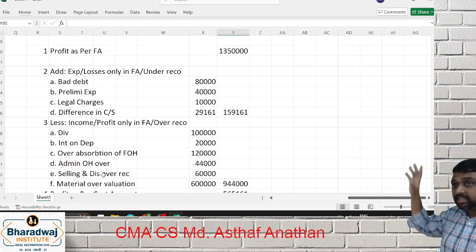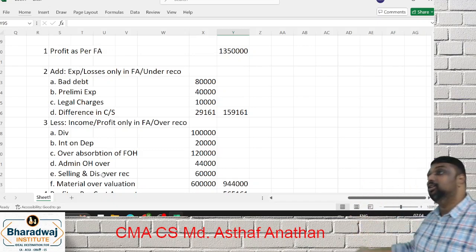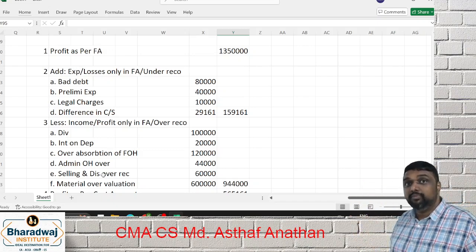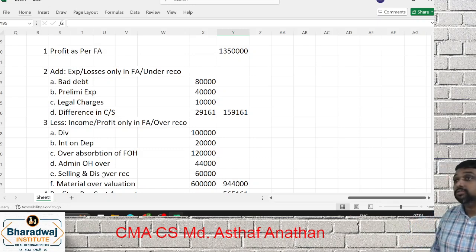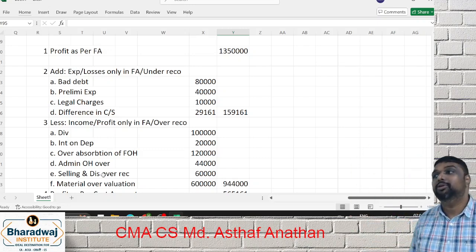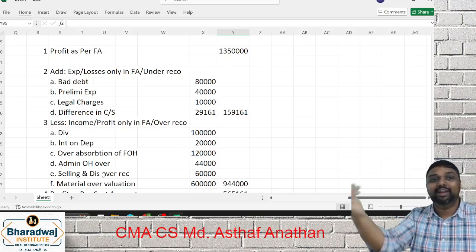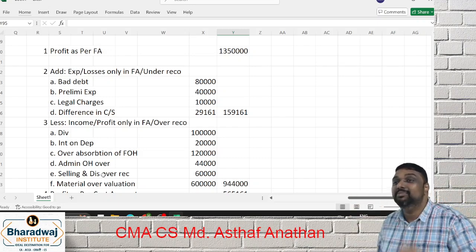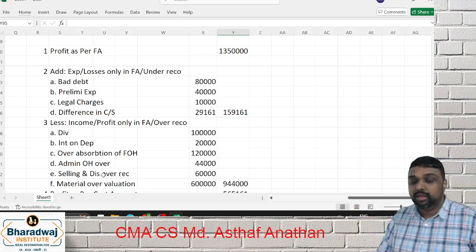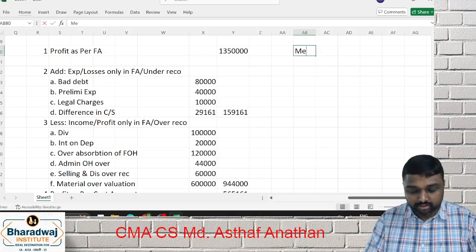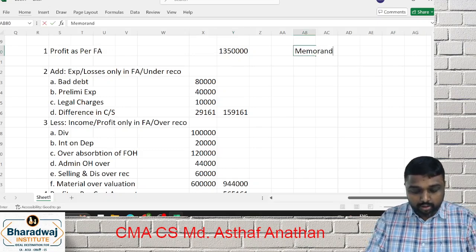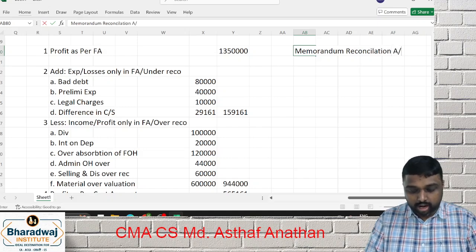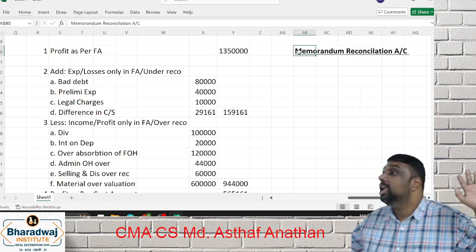I am going to tell the same thing for the memorandum account also, because sometimes in the exam the memorandum will come. In the class we did a majority of questions as statements only. Only one question we got maybe as memorandum. But if the exam has a memorandum, we will unnecessarily miss the marks. So how will it be if it is a memorandum reconciliation account, my dear friends? It's the same logic only.